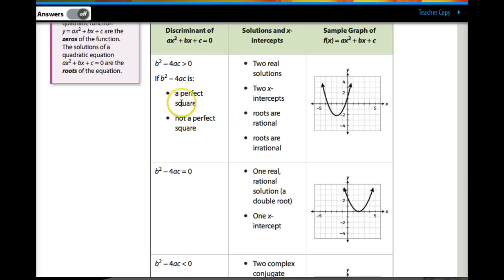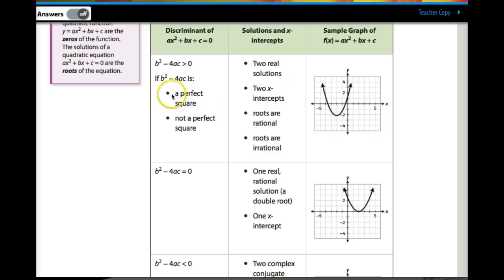So we learned in lesson 9.3 that if the discriminant is positive, that means that there are two real solutions. This also means that there are going to be two x-intercepts. So if the discriminant is positive, that means that your parabola is going to cross the axis twice. So here's an example, a sample graph. Remember that it could also open down and touch twice to have two x-intercepts.